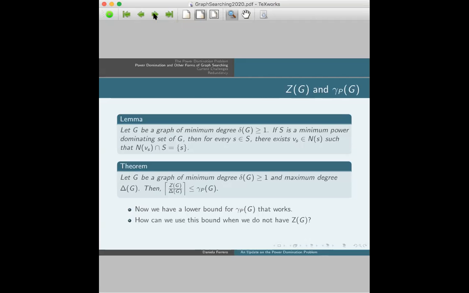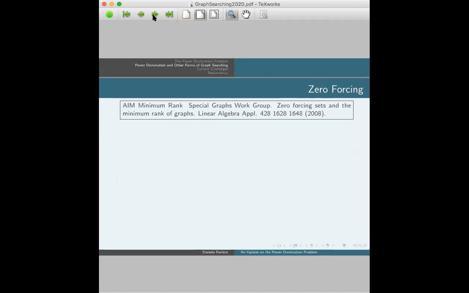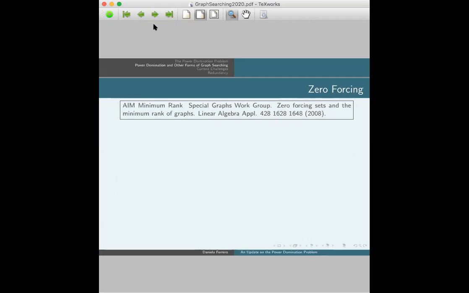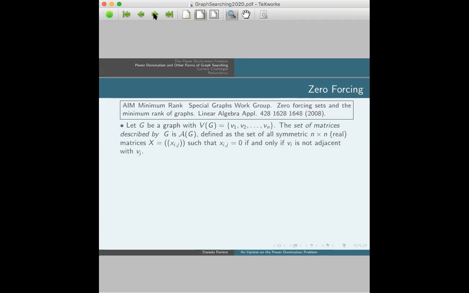So in that paper in the Australasian journal, we exploited that for many families. But then what happens when we don't know it? In this case, we have to go back a little bit to the history of zero forcing. And how was zero forcing introduced? Zero forcing, as I mentioned, was introduced in this paper. And the idea was to relate it with the matrices associated to the graph.